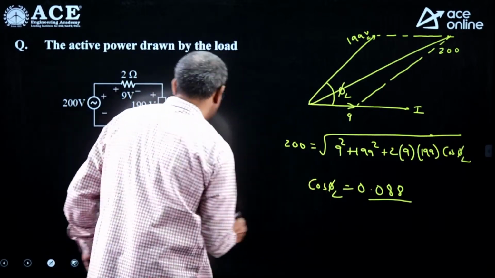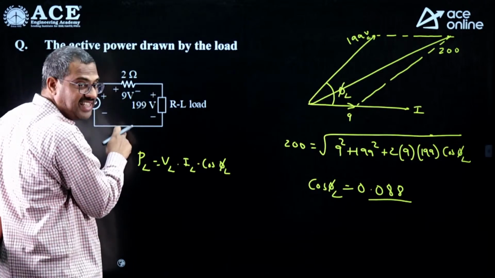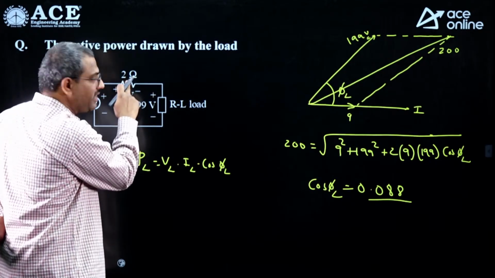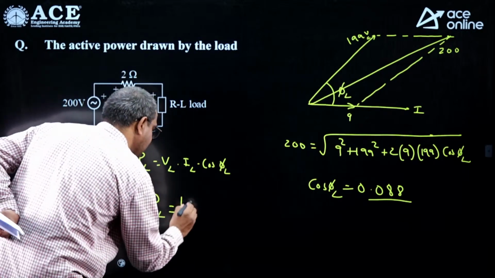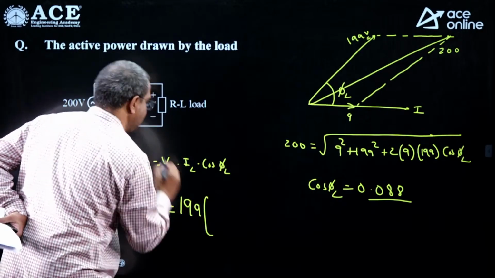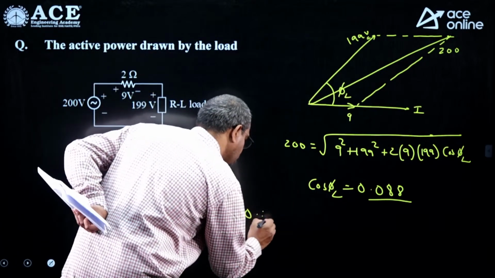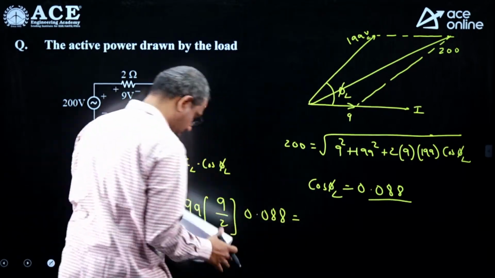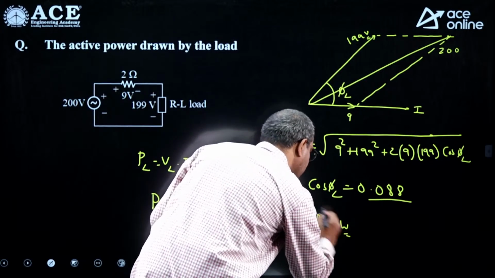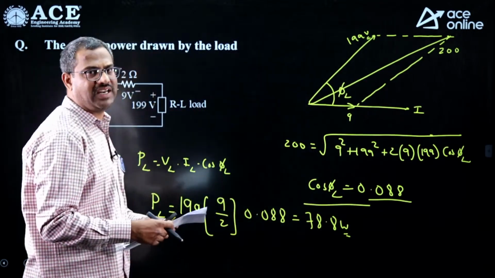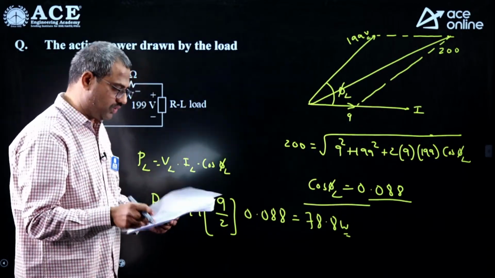And once you get this, now what about the load current? This load current itself is the current because it is a series circuit. This RMS voltage across the resistor gives the load current. So load voltage RMS is 199, load current RMS is 9 by 2, that is 4.5, and power factor is 0.088. If you do that, you get an answer of around 78.8 watts. But still, this is based on the numerical values given by the students. That is it. But this was similar to the 2012 GATE question.